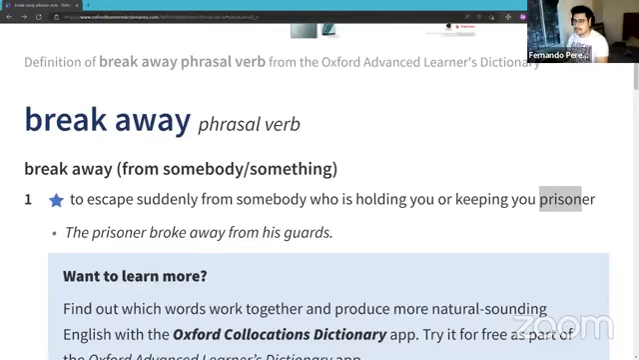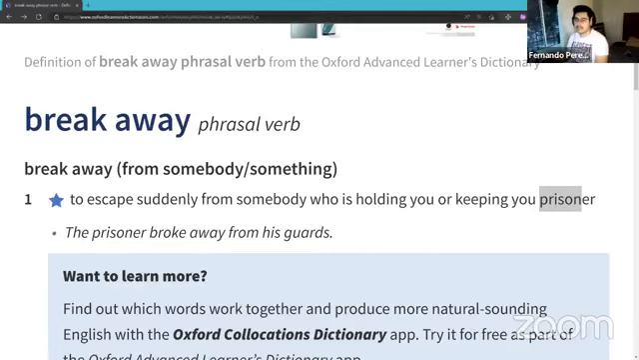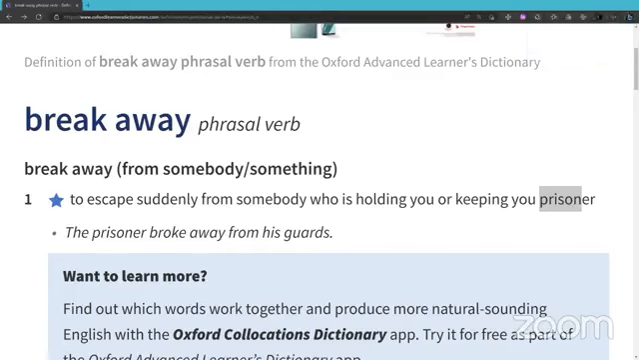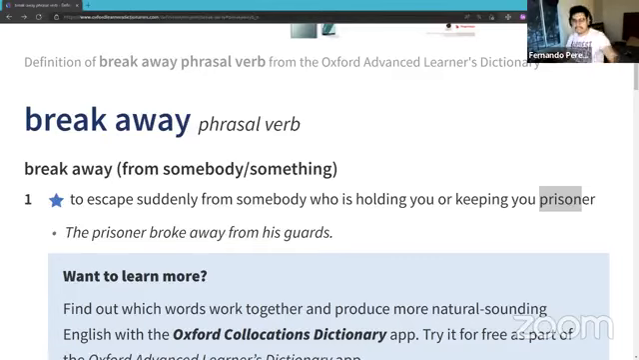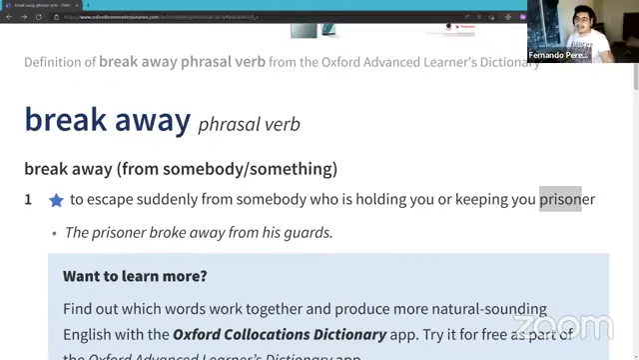So then, what part of the definition is the most relevant information? To escape suddenly cannot be, it's a little unnecessary. Unnecessary, exactly, because it's giving you just details. Okay. Escape how? Escape from somebody. From somebody, exactly. That's the most important part.